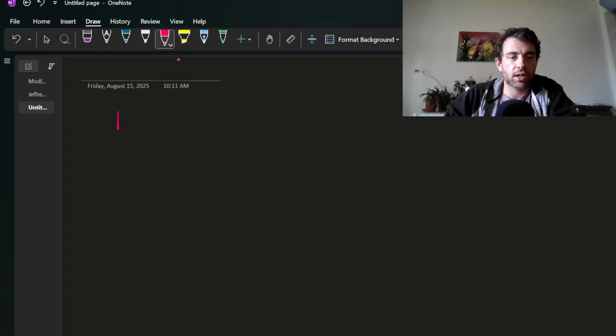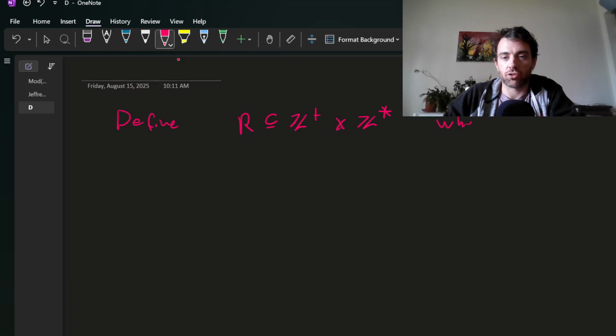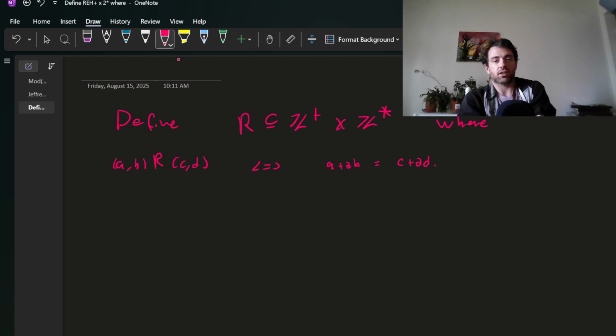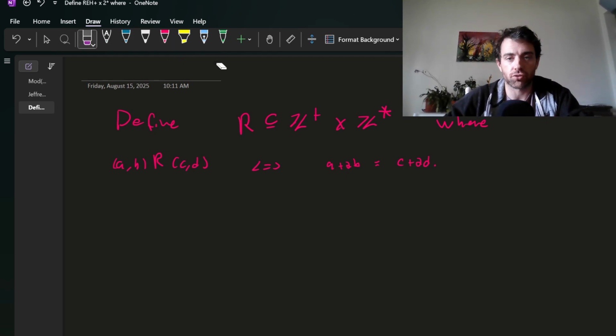So the question, just for anyone else who might be viewing, is the following. We define a relation on pairs of positive integers, where (a, b) is related to (c, d) if and only if a plus 2b is equal to c plus 2d. So the first part of this question wants us to determine if this is an equivalence relation.